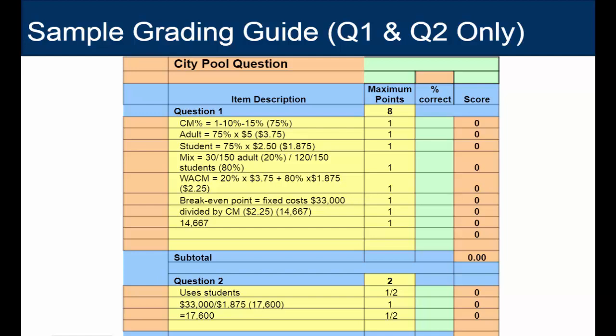For question number 2, credit will be received by showing the contribution margin for the students instead of the adults, and then showing that the fixed costs need to be covered to break even again, and then lastly, the final answer of 17,600 admissions.